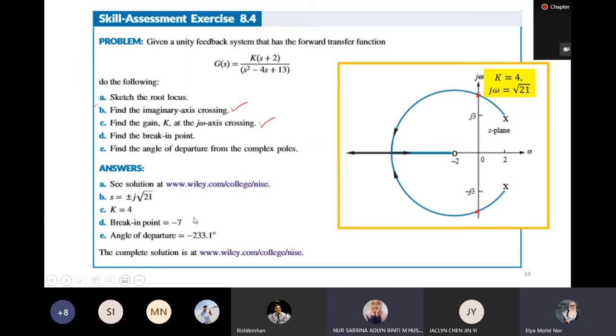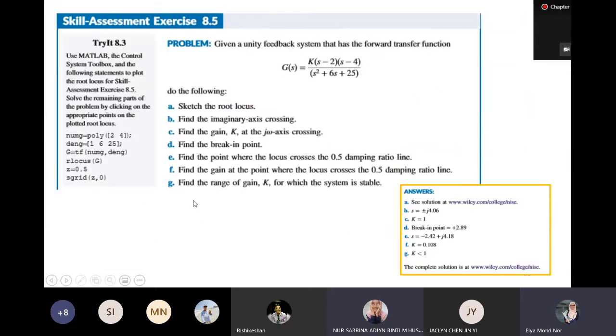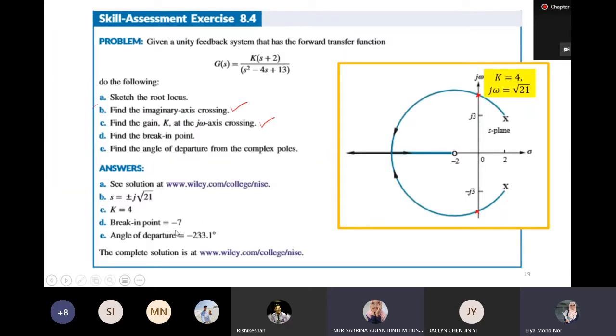Okay, so what is the breaking point? The breaking points and the angle of departures, we are going to learn how to use MATLAB to find them. But by now you should know, is there a breakaway point in this root locus? Do you think there are breakaway points? No, there aren't. Only break-in points.